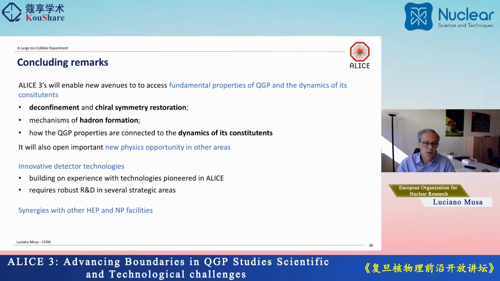And all this is based on innovative detector technologies, building on experience with the technologies already pioneered in ALICE, nevertheless requiring a very aggressive R&D phase in several strategic areas. And all this is also relevant for other high energy physics and nuclear physics facilities which are planned in different places worldwide. Thank you.